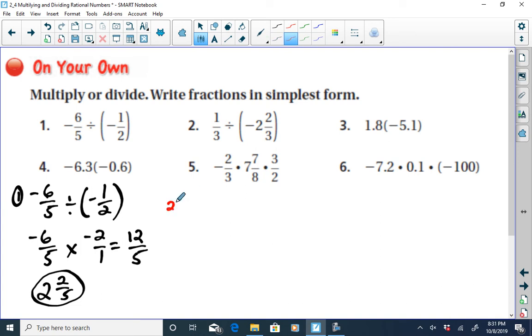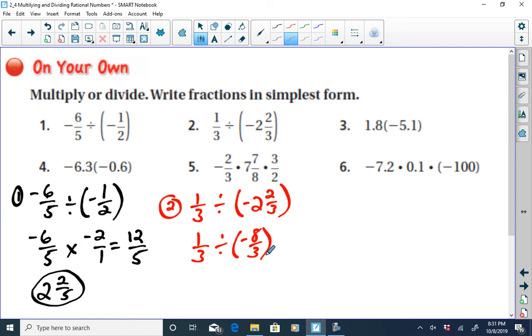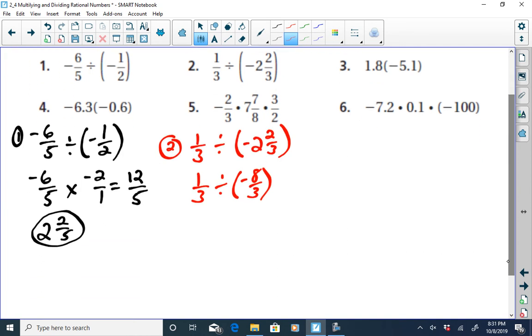Let's try problem 2. We want to first copy the problem. So I have 1/3 divided by negative 2 and 2/3. Next step, write everything as a fraction. 1/3 divided by 3 times 2 is 6 and 2 is 8. That's negative 8/3. Once we write everything as a fraction, I see that we're dividing fractions, and when we divide fractions, we multiply by the reciprocal. So it's going to be 1/3 times negative 3 over 8.